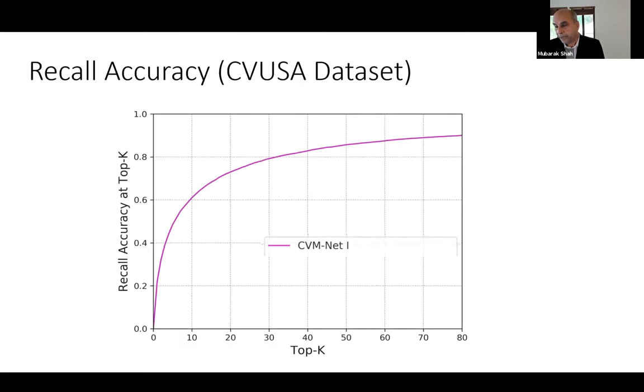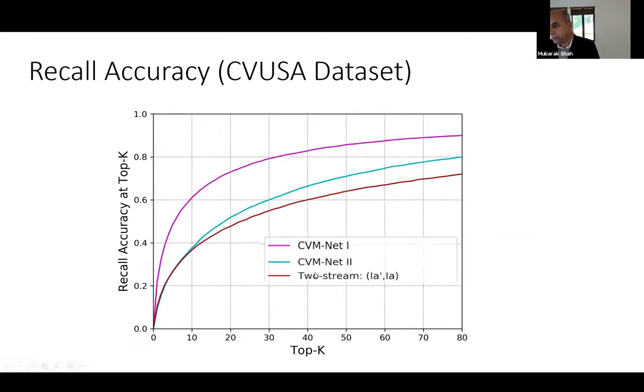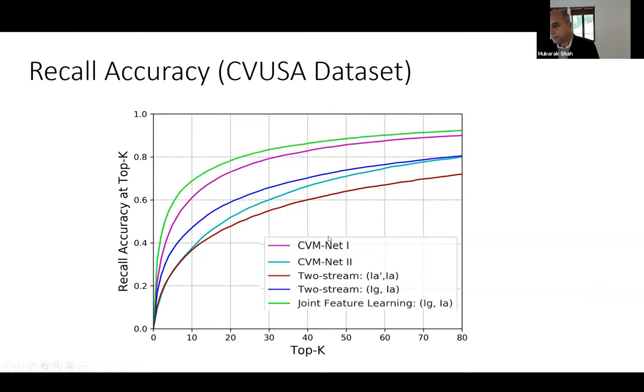So then we can look at the recall accuracy. So this is top K, and this is percentage top K, and this is one method, this is another method, and these are comparing methods, two stream, and these are the different versions of what images we are using, and this one is joint feature learning, which works better than all these. And then when we do feature fusion, it works even better.